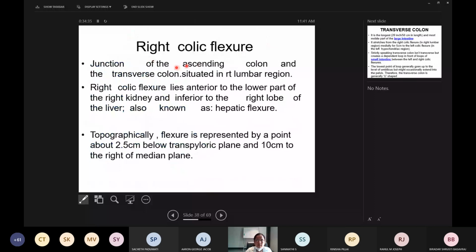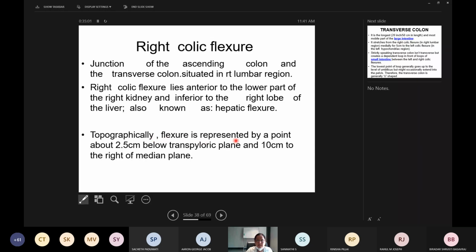Next you have got the right colic flexure. The right colic flexure is also called the hepatic flexure because it is very closely related to the right lobe of the liver. Hence it is also called the hepatic flexure. It marks the junction of the ascending colon and the transverse colon. Where is it situated? It is situated in the right lumbar region.